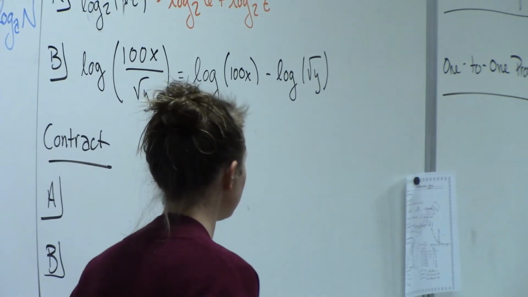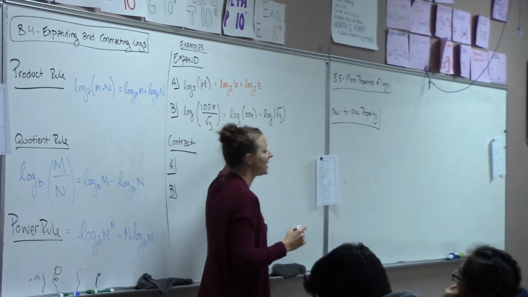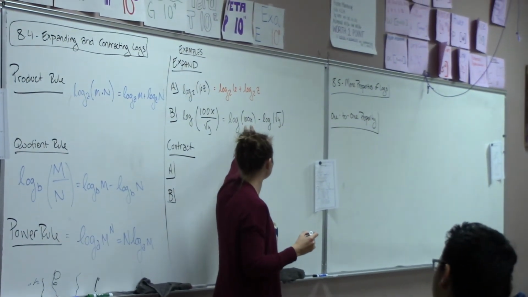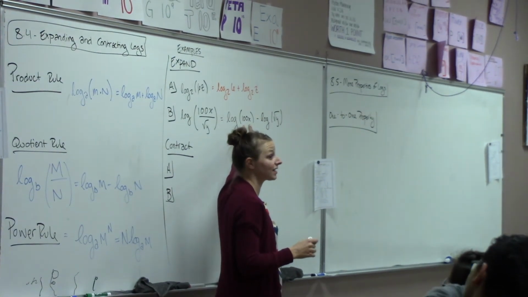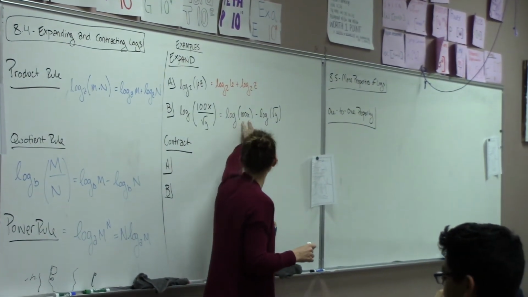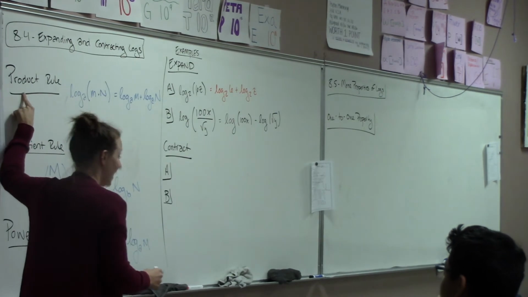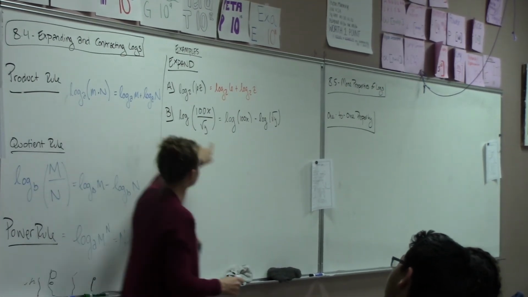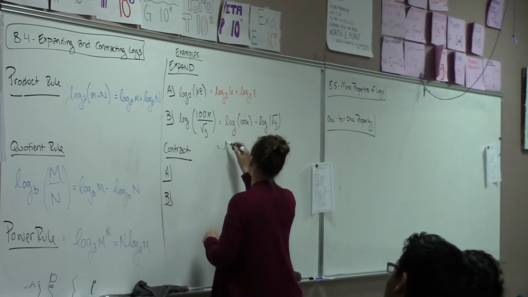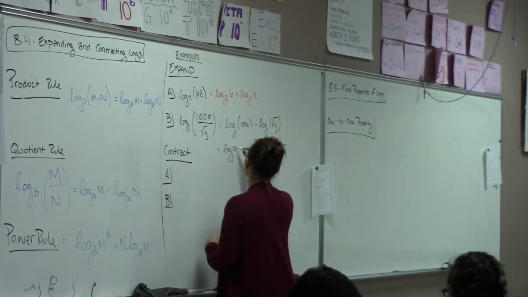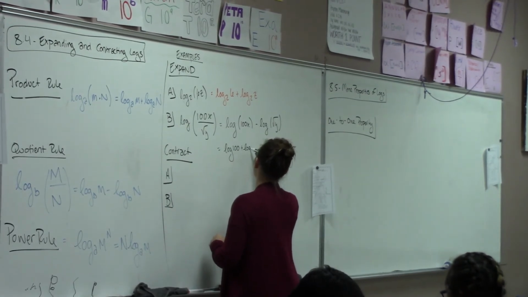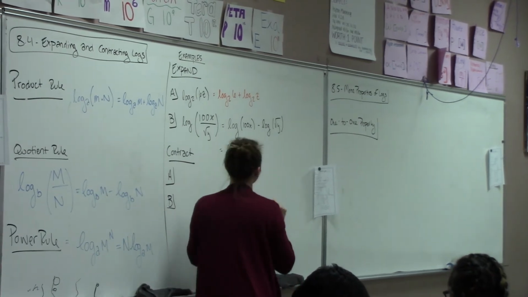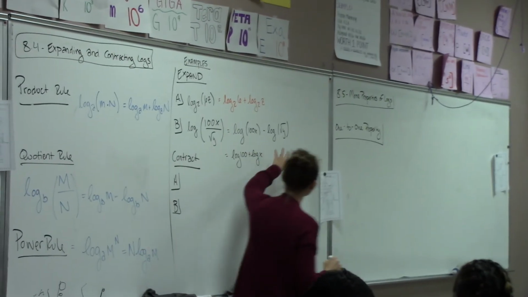All right, so let's deal with this one first. In this log expression, what operation do you see going on between the 100 and the x? Multiplication. Yes, which means I need to use which rule? Which means I need to split them up using what operation? Addition. Fantastic. So let's split this up into log 100 plus log of x. Now I'm done with that first term.